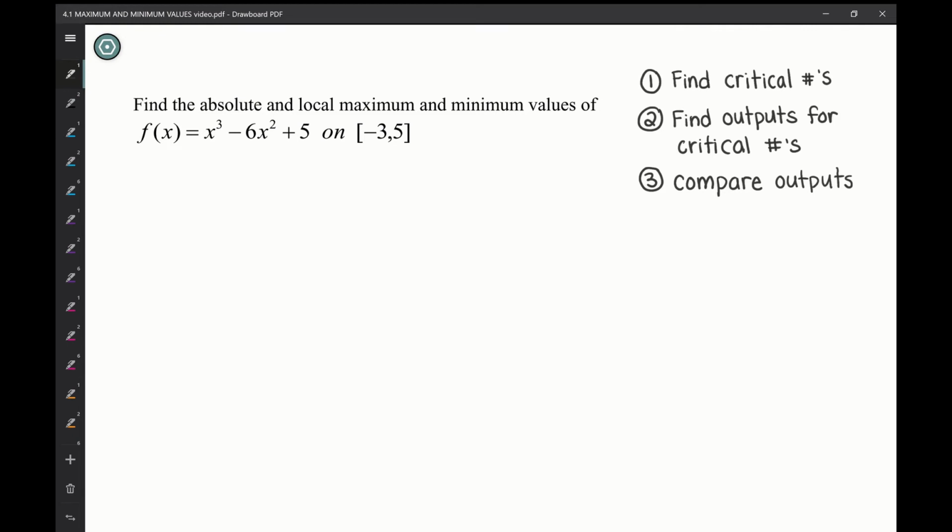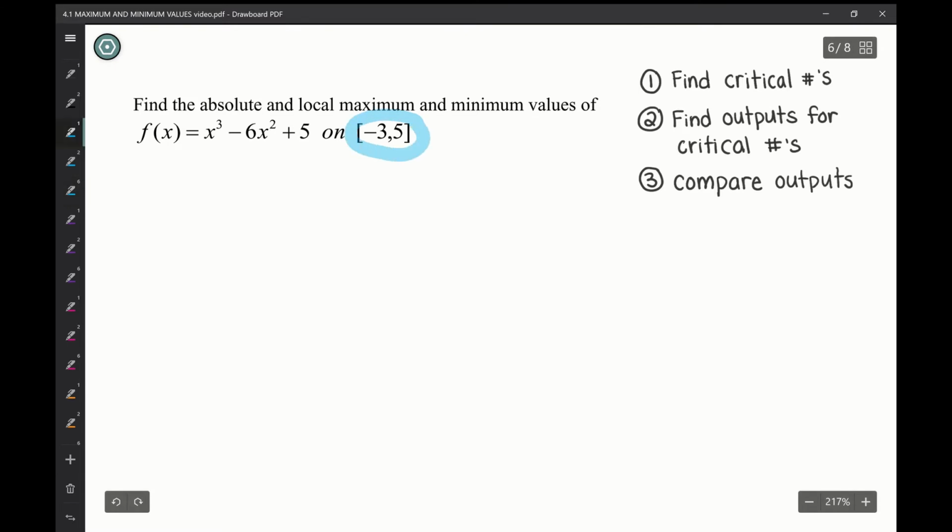Let's find the absolute and local maximum and minimum values of f of x equals x cubed minus 6x squared plus 5 on the interval from negative 3 to 5. There are three main steps to this process. The first thing you want to do is find the critical numbers. Then we'll find the outputs of our function for these critical numbers, and then we'll compare the outputs. So let's start by finding the critical numbers.